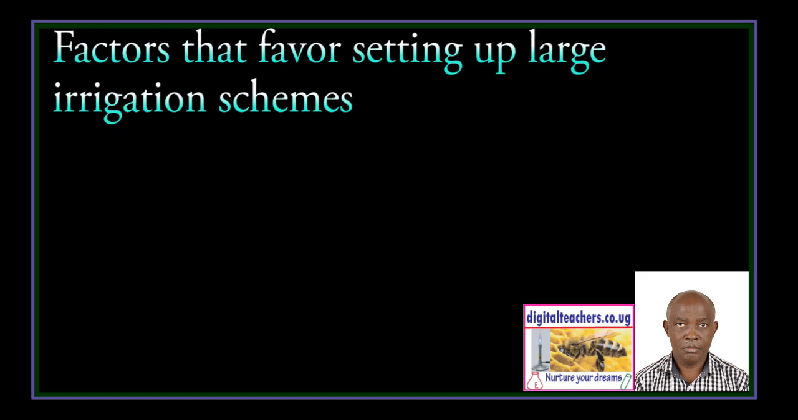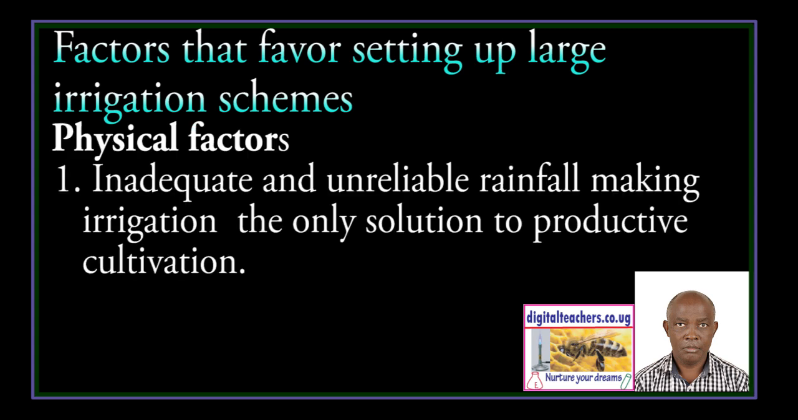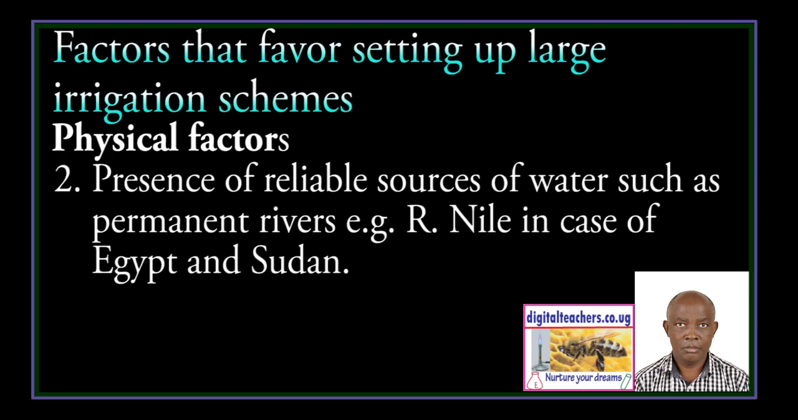Factors that favor setting up of irrigation schemes. Physical factors. Inadequate and unreliable rainfall, making irrigation the only solution to productive cultivation. Presence of reliable sources of water, such as permanent rivers, for example, River Nile in the case of Egypt and Sudan.